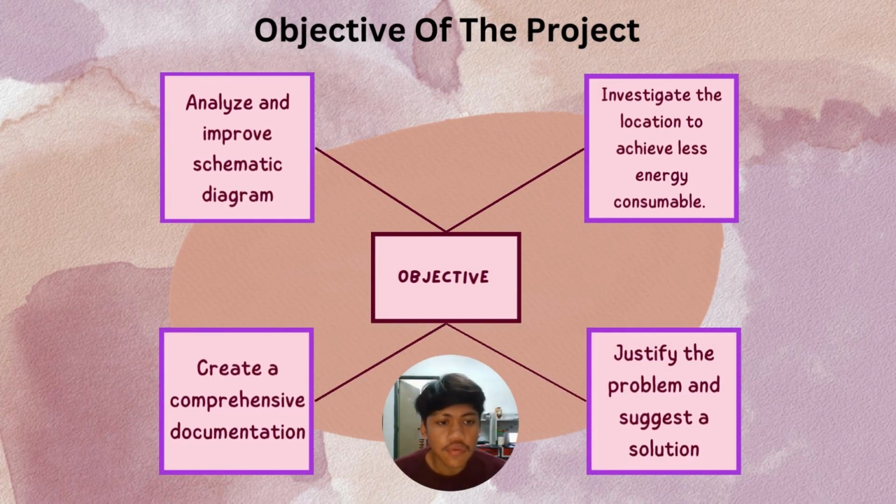The objective of this project is, first, to analyze and improve the schematic diagram for the mechanical systems, which are the plumbing system, HVAC system, and the fire protection system. Next is to create comprehensive documentation of the system design and control algorithm, enabling knowledge transfer and future reference for similar projects. Next is to investigate the E14 building to achieve less energy consumption. And lastly, to justify the problem and suggest a solution for the selected site, the E14 building.